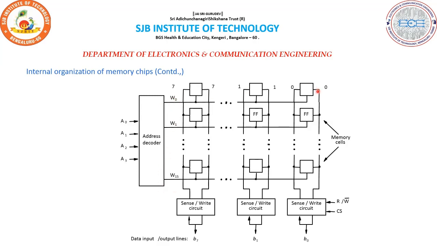What is the word length? The word length depends on the data bus. You are able to see here the data input and output lines, so the data capacity is going to be from B0 to B7. So an 8-bit data bus and a 4-bit address bus.